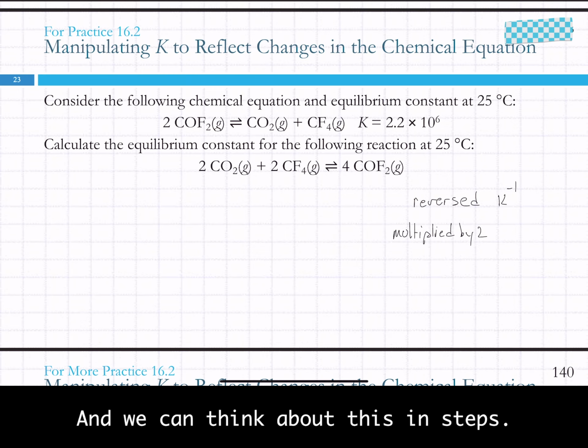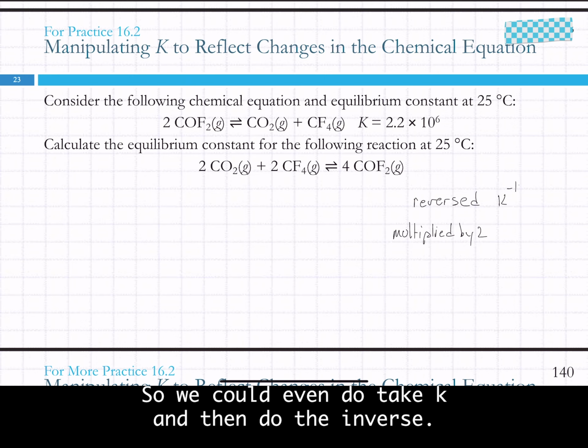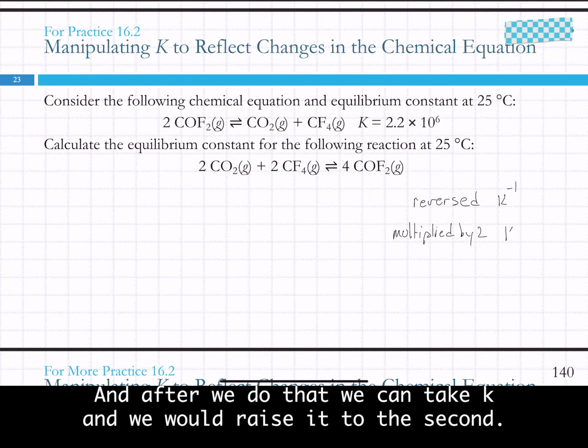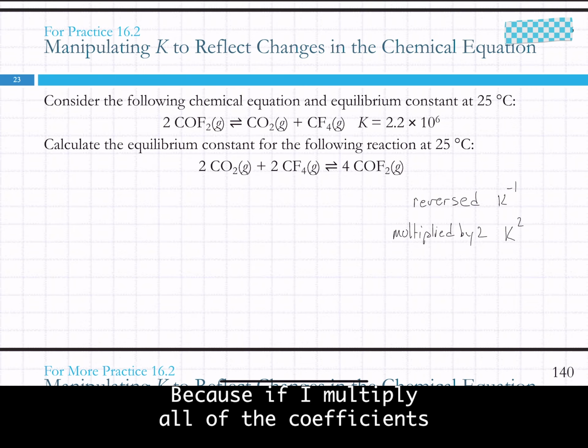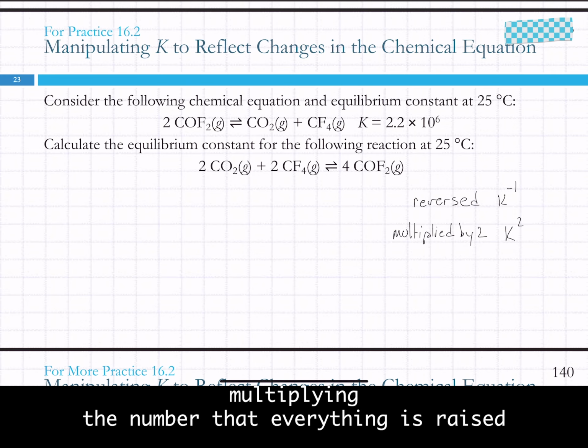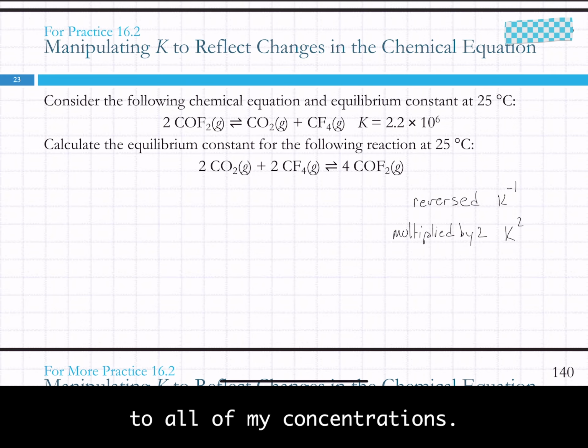Yeah, and we can think about this in steps. So we could even take k and then do the inverse. And after we do that, we can take k and we would raise it to the second. Because if I multiply all of the coefficients, I'm multiplying the number that everything is raised to, all of my concentrations. So I'm really squaring or raising k to whatever power I multiplied everything by.